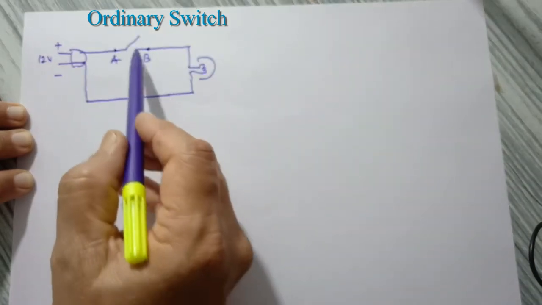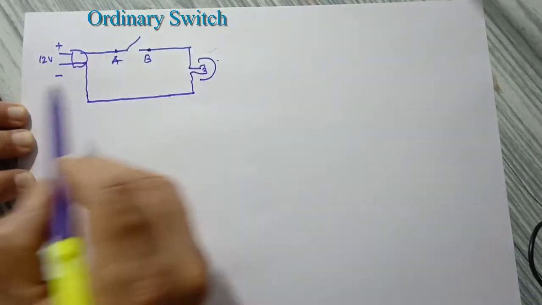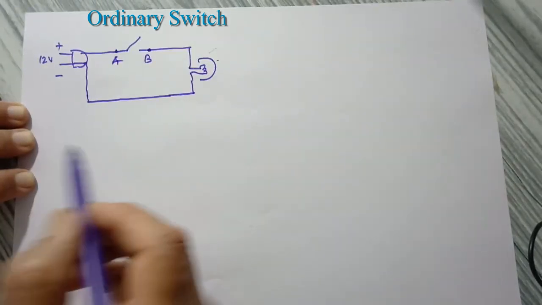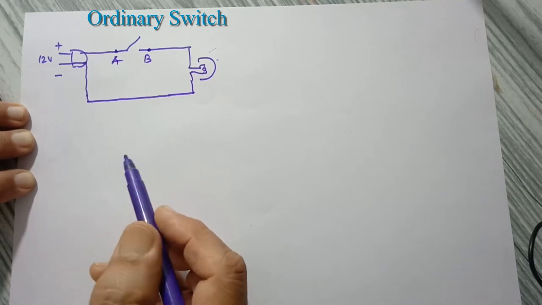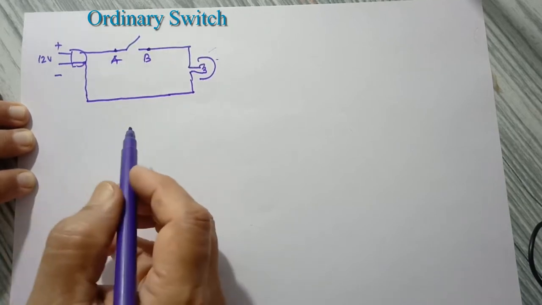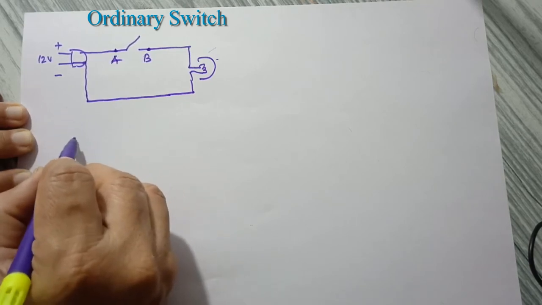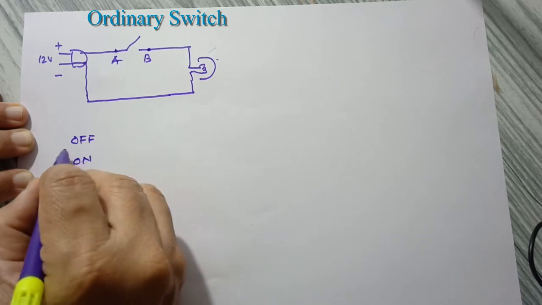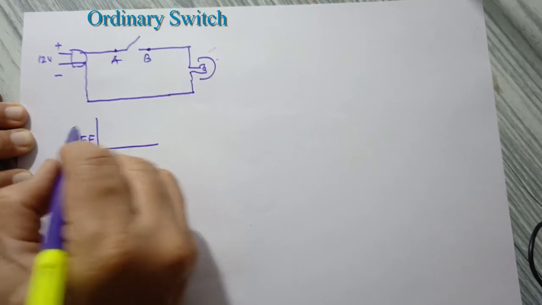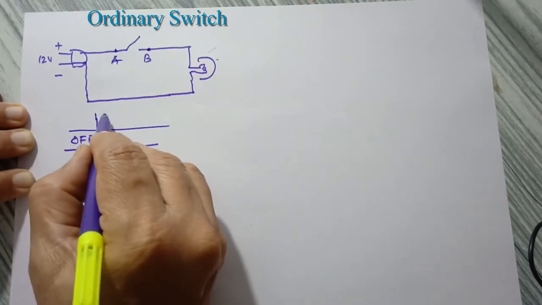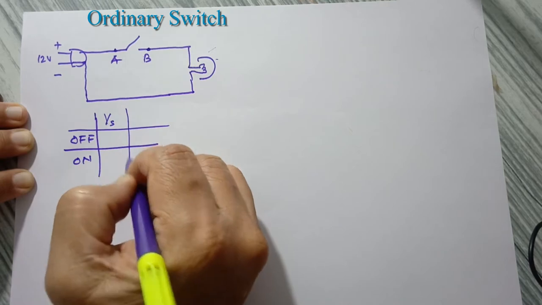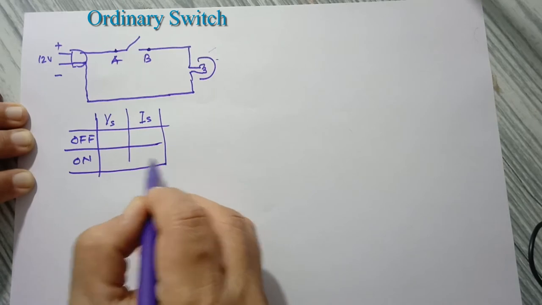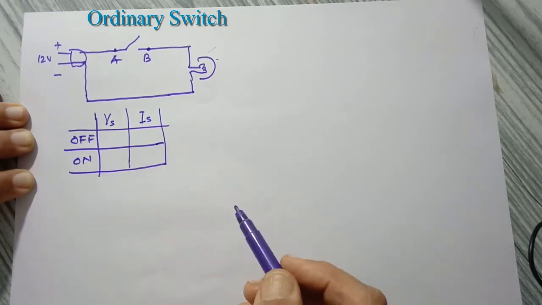This is the common experience: when the switch is open, the bulb will not glow, and when the switch is closed, the bulb will glow. Now we want to discuss in terms of the switch state, the voltage across the switch and the current flowing through the switch. Suppose the switch is in off state and on state, and in both states we wish to discuss the voltage across the switch and the current flowing through the load. So let us tabulate our observation here.